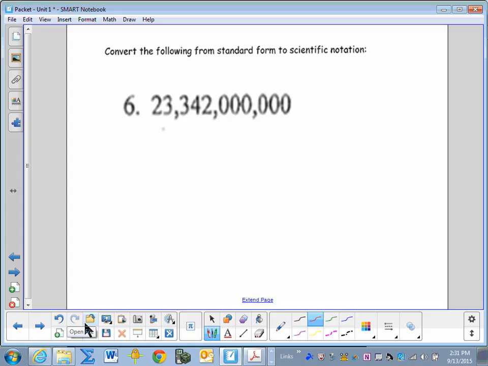Number 6, convert the following from standard form to scientific notation. Again, we're going to have a number 1, 2, 3, 4, 5, 6, 7, 8, or 9 times 10 to the something. So we're going to make this 2.3, and we're going to see how many spots from here to here. 1, 2, 3, 4, 5, 6, 7, 8, 9, 10. So 10. Oops. So I'm going to start with 2.3342 times 10 to the 10th.